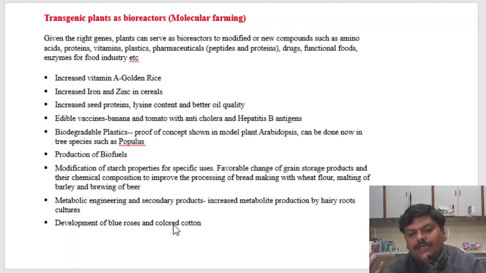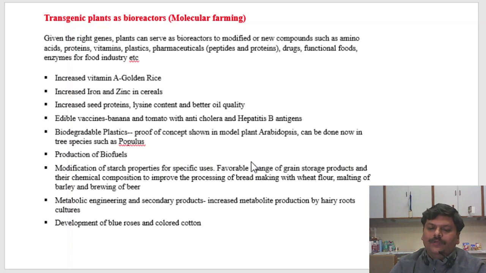So basically taking genes which provide colors to certain flowers. For example, there are genes which provide color to different types of roses or petunias or any other popular flower. If we can identify those genes, and those genes can be overexpressed in cotton bolls, then that cotton will have some color. So as a proof of concept, scientists have already made blue color cotton in the laboratory.